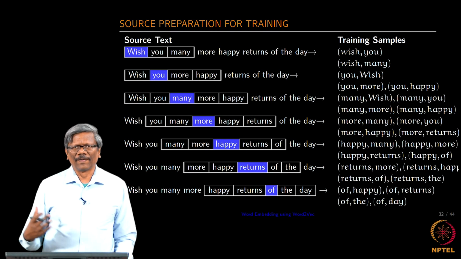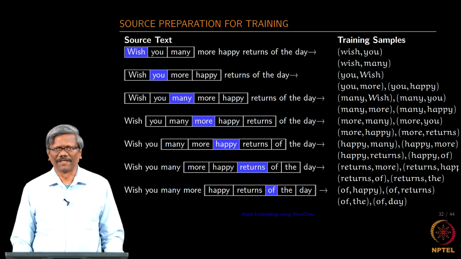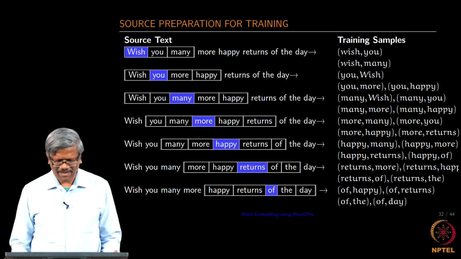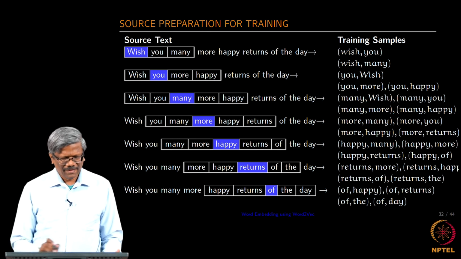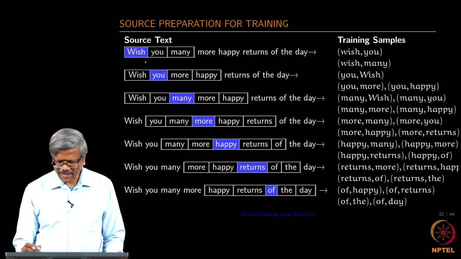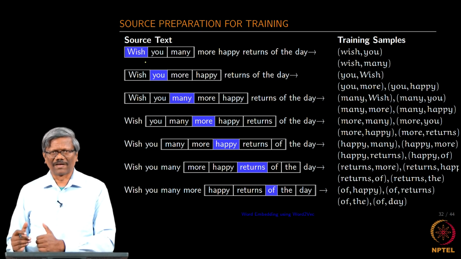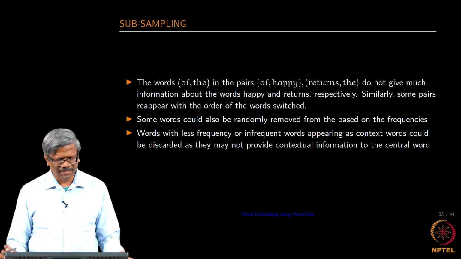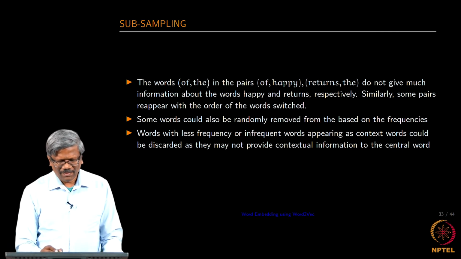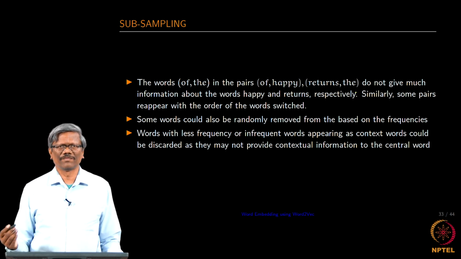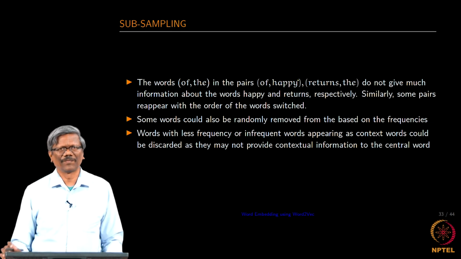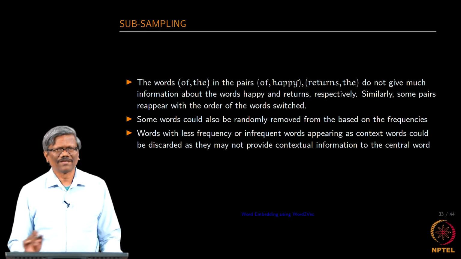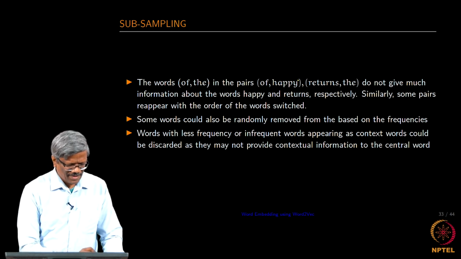So, how do we really reduce the complexity of that? We need to start from the training samples. This is the source preparation that I had shown earlier. If you look at this, there are many bigrams that are repeating. Let me show some examples. For example, the words like "of the" or the pairs "of the", "happy returns the" do not give much information about the words "happy" and "return", correct. The context is not good enough in the bigram model.